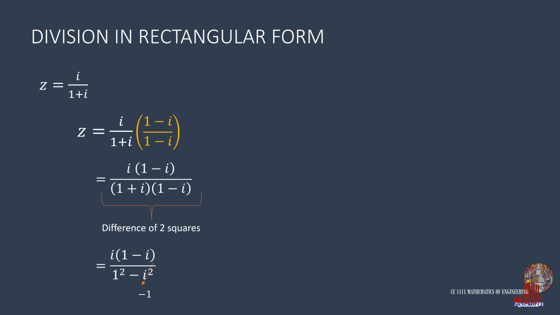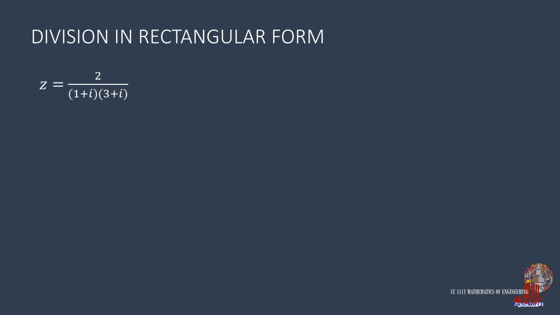Again, i squared is negative 1. z then becomes i minus i squared over 1 plus 1. Simplify i squared to have i plus 1 over 2. In its standard form, we write z as 1 plus i over 2.